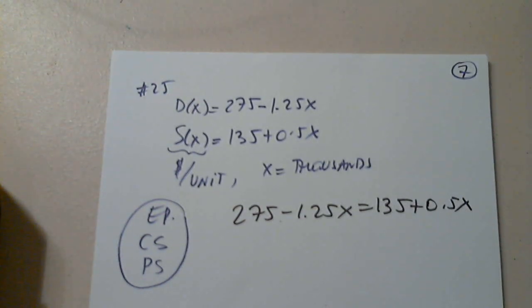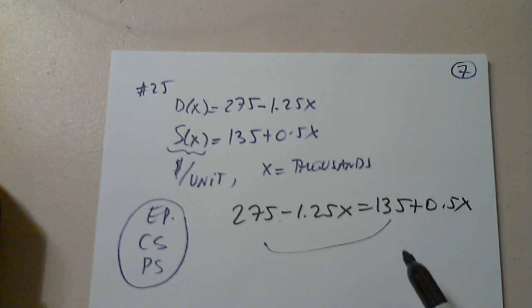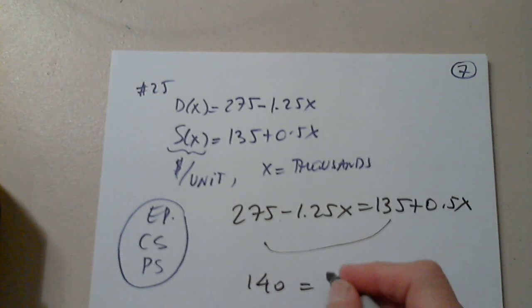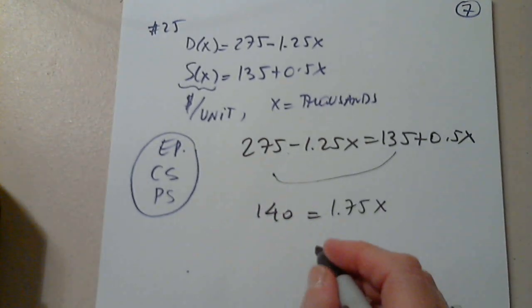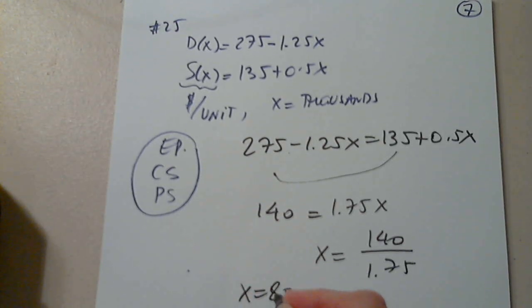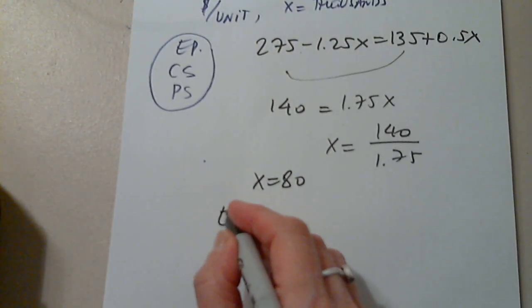Very simple situation. Let's say I move 135 to this side and I get 140, and I move 1.25 to the other side, and what do I get? 1.75. And I divide both sides by 1.75. How much did we get from 140 divided by 1.75? I got 80. Excellent. I have to determine the equilibrium point.